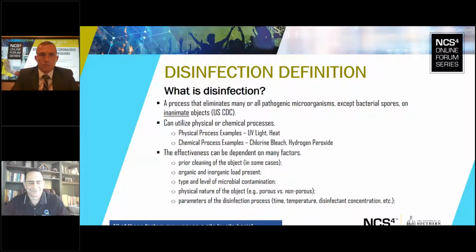First of all, let's define what disinfection is all about. Disinfection is a process that eliminates all or most pathogenic microorganisms on a surface, except for bacterial spores. And we are specifically focusing on inanimate objects. Of course, things like hand sanitizers and other disinfection methods for humans may be important, but that's not what we're covering today. We're just covering disinfection of inanimate objects, and so that will be our topic today.